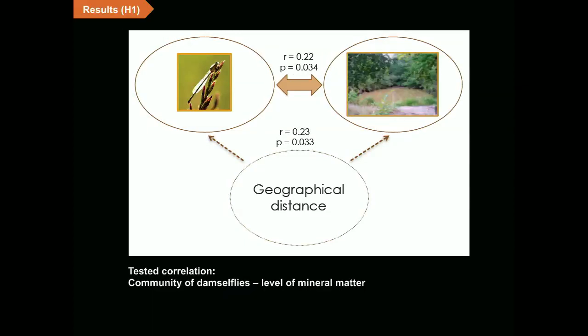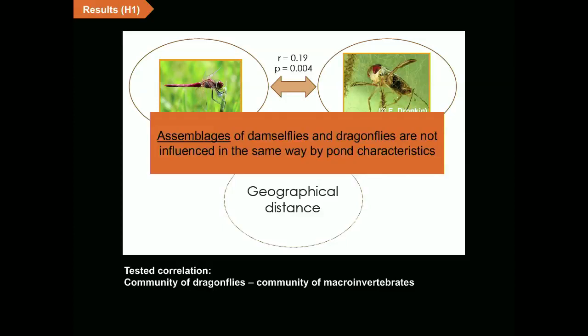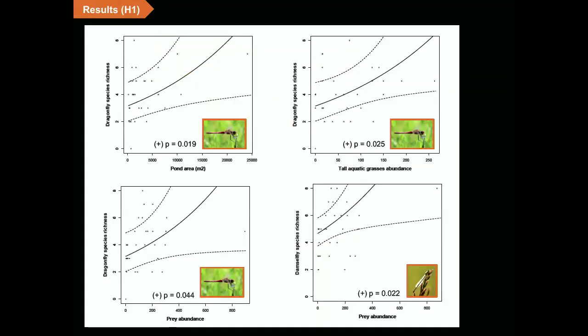We have the same result for the level of mineral matter for damselfly. And finally, for dragonfly, we have a correlation between the similarity of freshwater macroinvertebrates and dragonfly assemblages, considering the distance. So assemblages of damselfly and dragonfly are not influenced in the same way by pond characteristics.